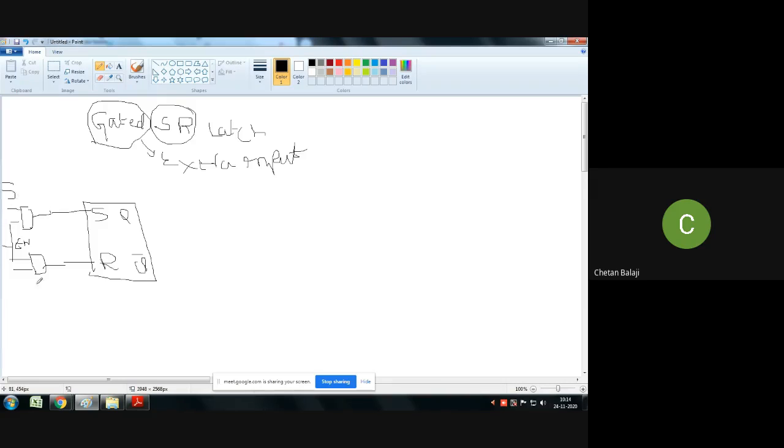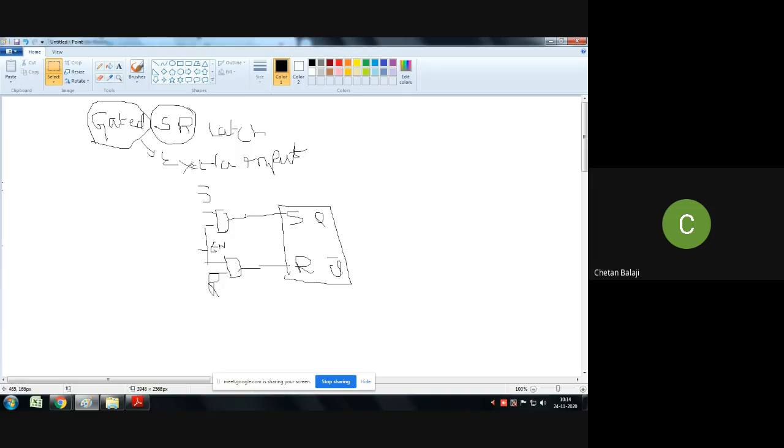Call the top input as S, the bottom input as R, right? Okay, now if my enable equals 0, see and understand this. If my enable equals 0, one of the inputs of the AND gate will go 0, correct? Therefore, output will be 0 0. Both outputs will be 0 0. Hence, 0 0 will always give no change.